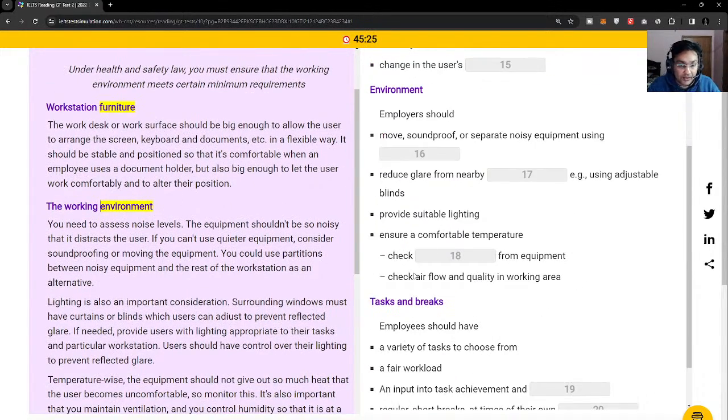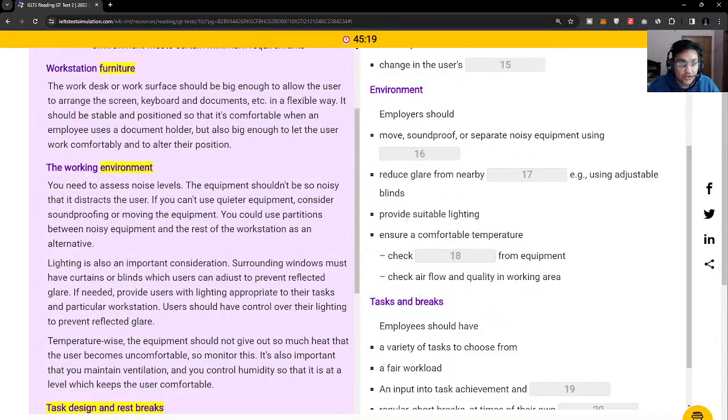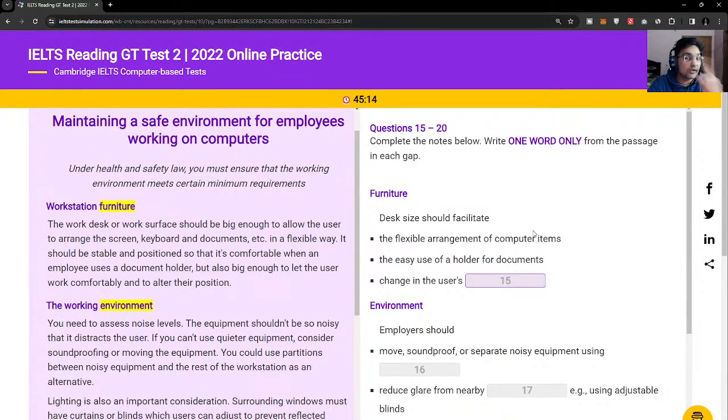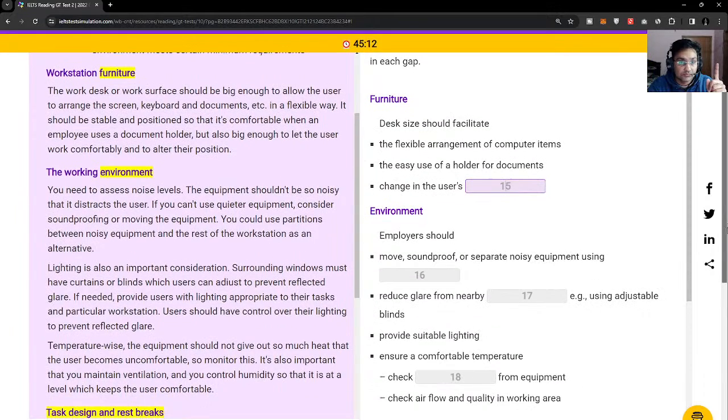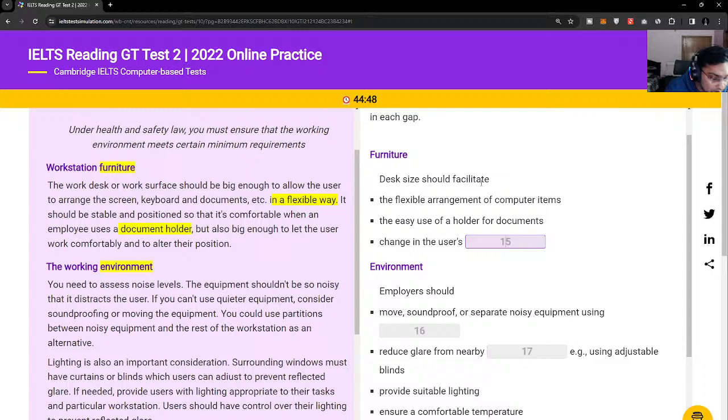Okay. Tasks and breaks. Tasks and breaks. So from the first paragraph, it should be obviously clear that there is only one question that needs to be answered. All right. Let's do it. Desk size should allow a flexible arrangement, the easy use of a document holder, so you're in a position where it's comfortable, and let the user work on and alter their position. Change the user's position.